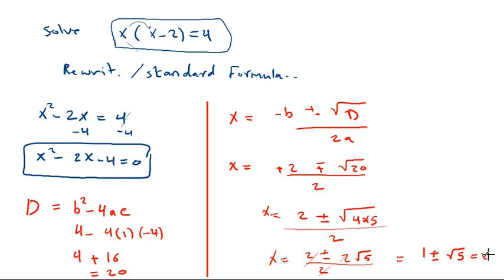These are the roots for this equation. I have one root when 1 plus the square root of 5. The other one, 1 minus the square root of 5.